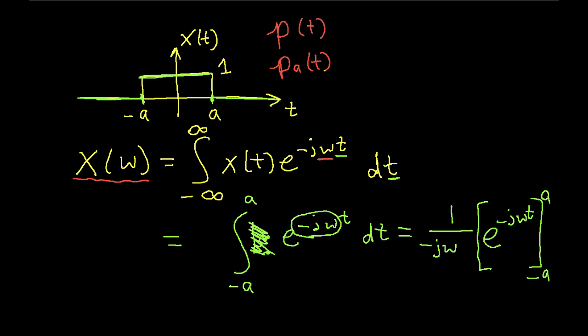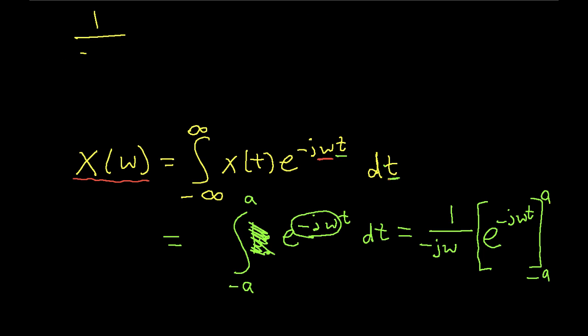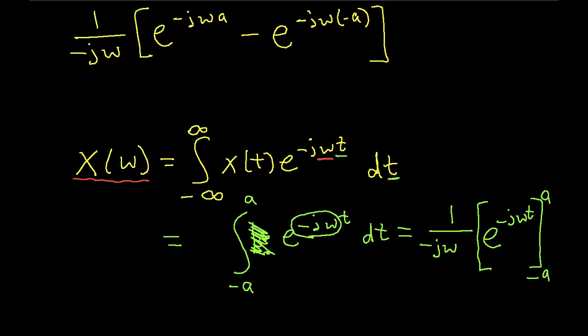Now I want to evaluate this at the limits, and I get 1 over negative j omega. I replace t by a in the upper limit and get e to the minus j omega a. Then I subtract e to the minus j omega times negative a. Now we can do a little bit of manipulating the algebra here. This negative sign cancels this negative sign, and this negative sign here I can get rid of by putting a negative sign here and a positive sign here. I end up with 1 over j omega times e to the j omega a minus e to the minus j omega a.